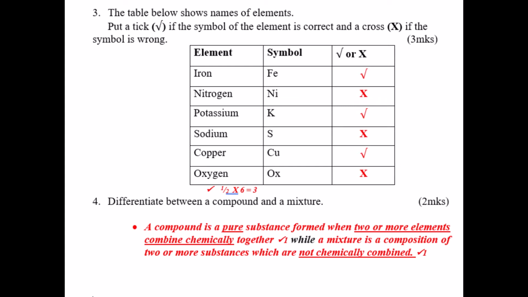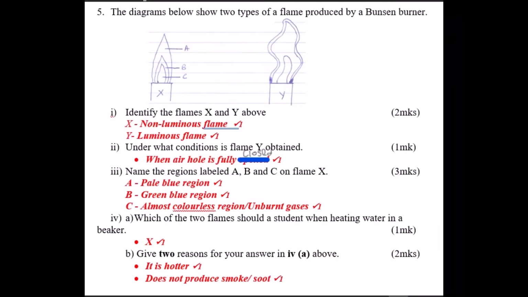The difference between a compound and a mixture, that's question 4. A compound, you only state that the elements are chemically combined, and it's of course a pure substance. But a mixture, the components are physically combined and not necessarily chemically combined. We go to question 5.